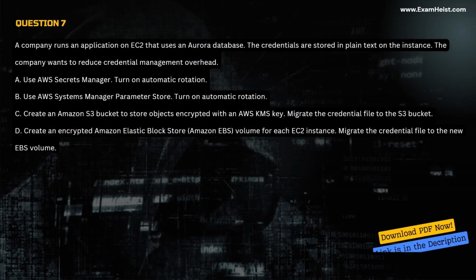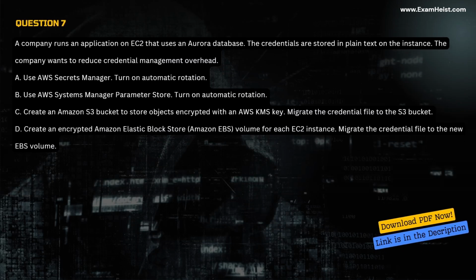Question 7. A company runs an application on EC2 that uses an Aurora database. The credentials are stored in plain text on the instance. The company wants to reduce credential management overhead. A. Use AWS Secrets Manager. Turn on automatic rotation. B. Use AWS Systems Manager Parameter Store. Turn on automatic rotation.